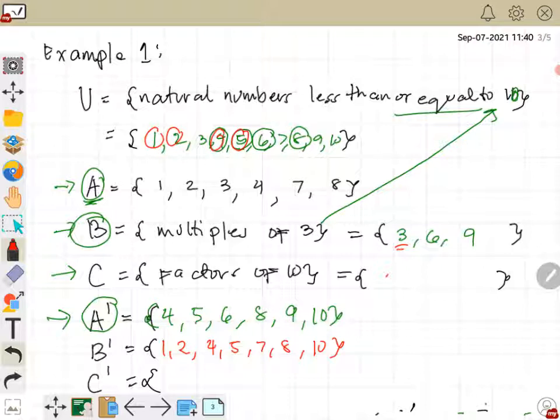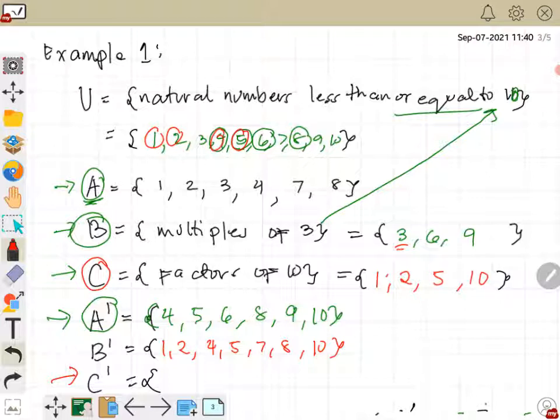So let's go to C. What are the elements of C complement? So to make it easy for us, our reference is set C on top. We have factors of 10. What are the factors of 10? We have 1, 2, 5, 10.